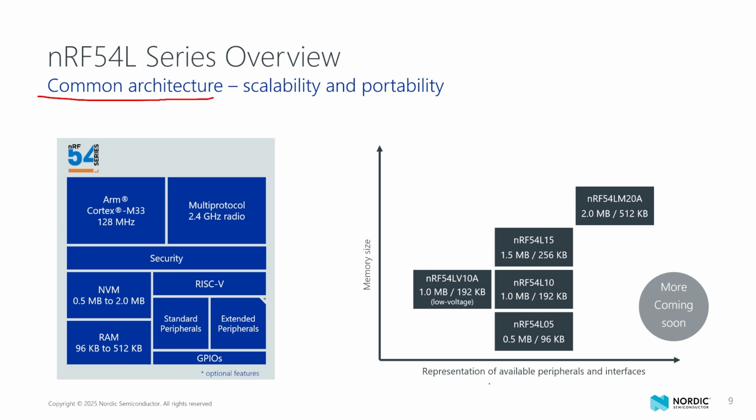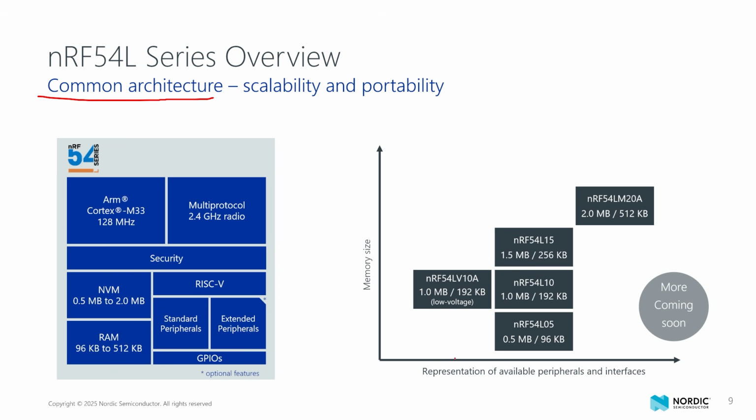So trying to map these out on a plot. Memory size on the y-axis. You have the LO5, which has half a megabyte of NVM and 96 kilobytes of RAM, and then all the way to the LM20, which has 2 megabytes of NVM and 512 kilobytes of RAM, as we discussed.